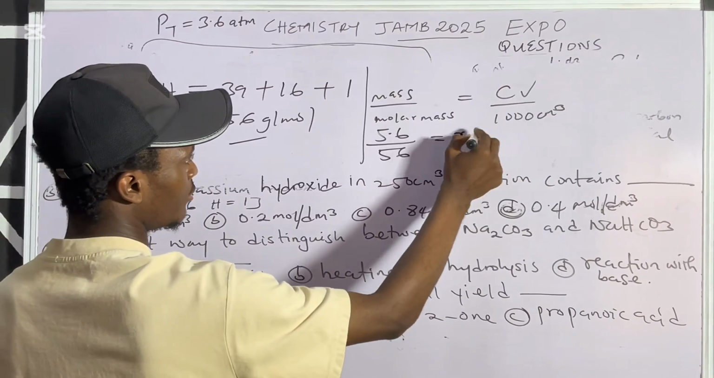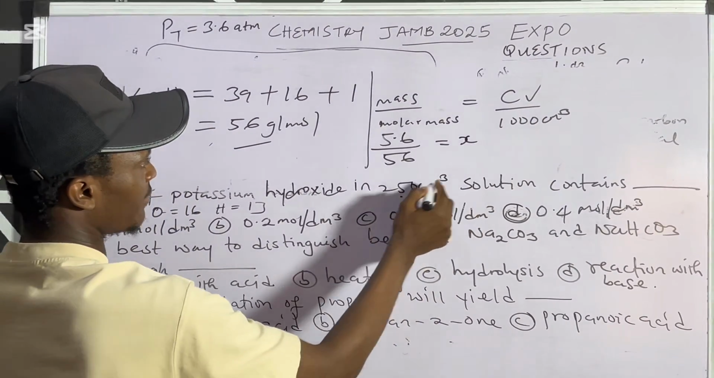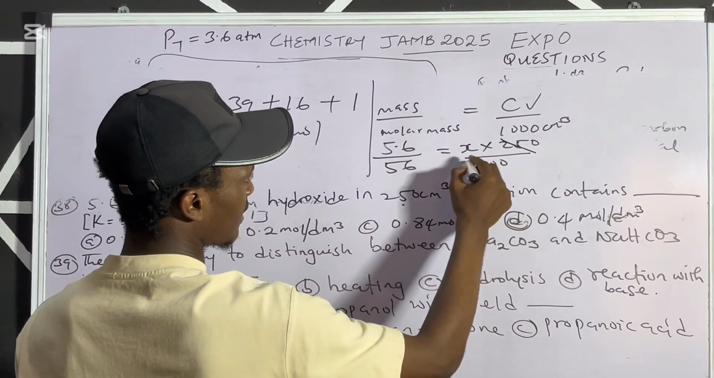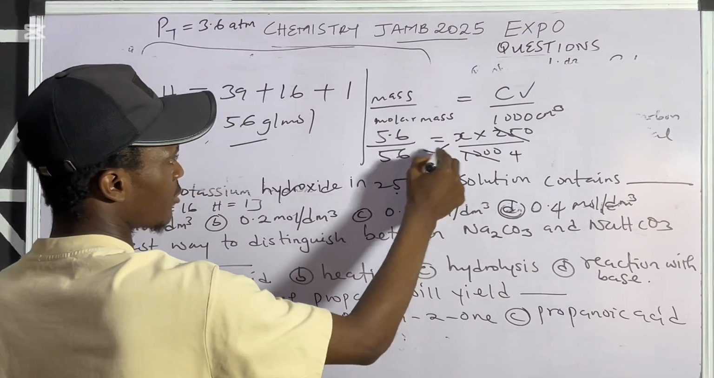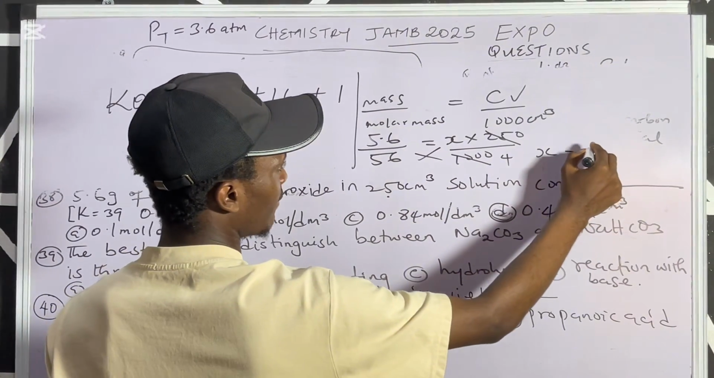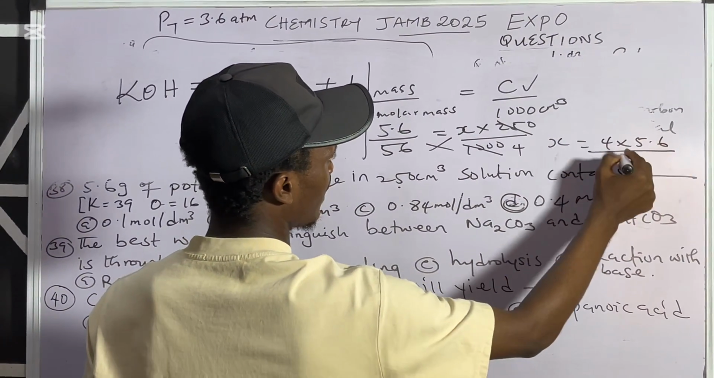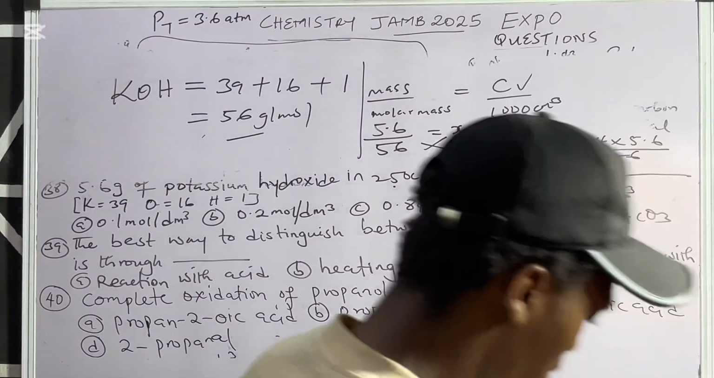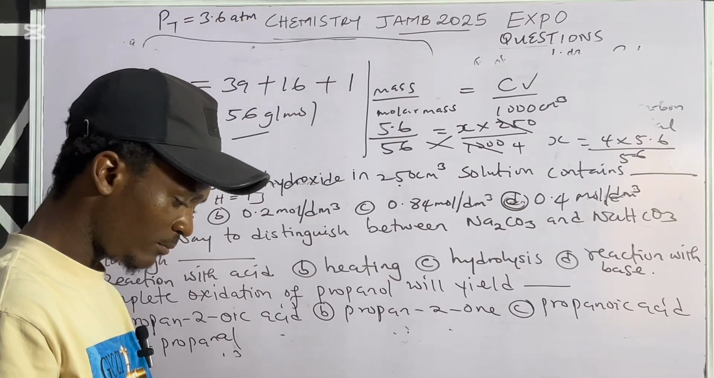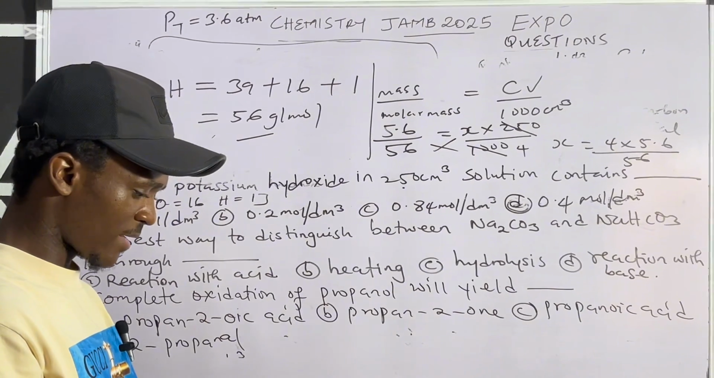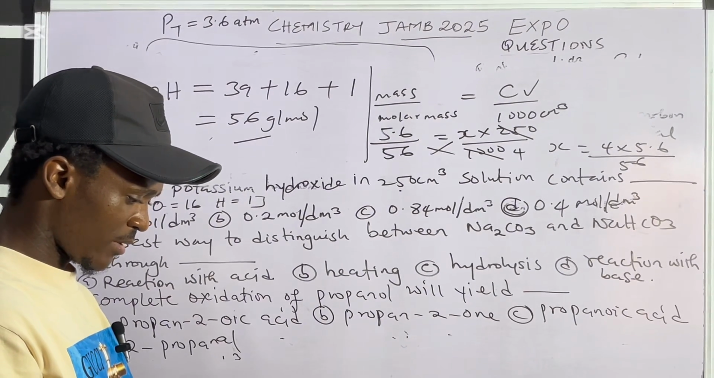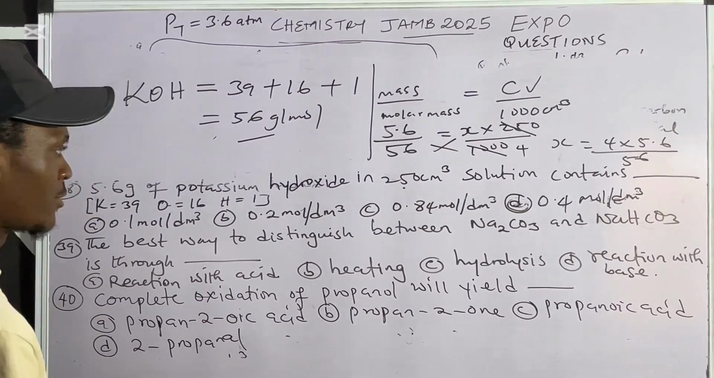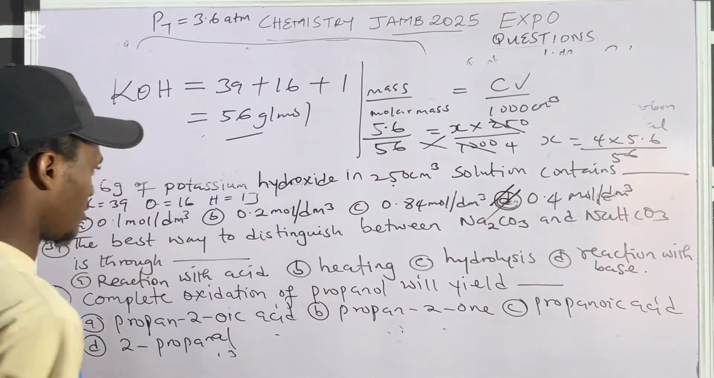Then concentration is unknown, then volume, what's our volume? 250 times 250 over 1000. 250 can cancel this, 4, and then when you cross multiply, your x should be 4 times 5.6 over 56. That should give us our answer. So with the help of our calculator, we can get that. So 4 times 5.6 divided by 56, 0.4. So our correct option is option D, 0.4.